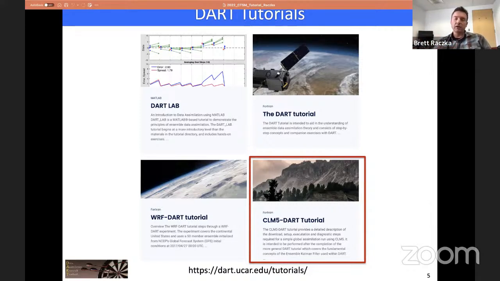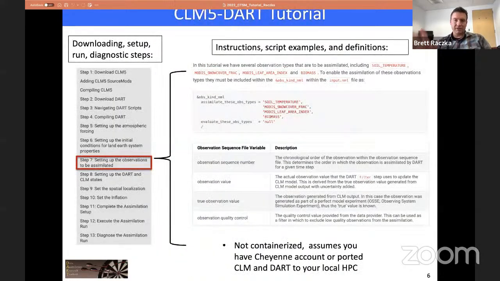And when you're familiar with that, you can go into the CLM5 DART tutorial, which I've designed. It's just giving a quick overview of how it's organized. I included 13 steps on the left there, going through detailed instructions on the downloading, the setup, running, and the diagnosis of your assimilation run for a simple example. And on the right, I took excerpts of what the documentation looks like: instructions, detailed examples on what the scripts should look like, and a bunch of definitions so you can understand what's going on there.